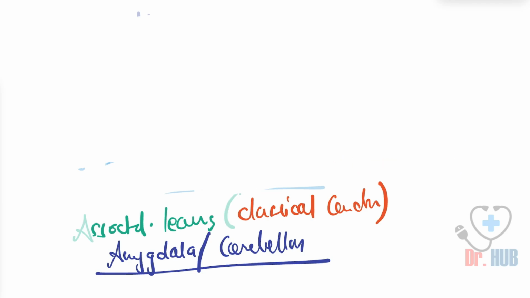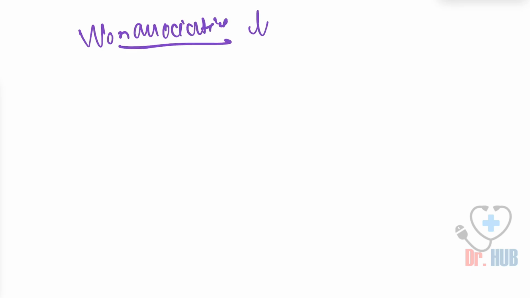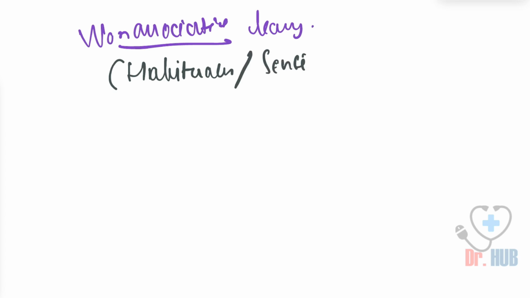Now looking at the last subtype of this non-declarative or the implicit memory, it is the non-associative. So what is this non-associative learning? This includes habituation as well as sensitization. The part of the brain involved here is the reflex pathways.